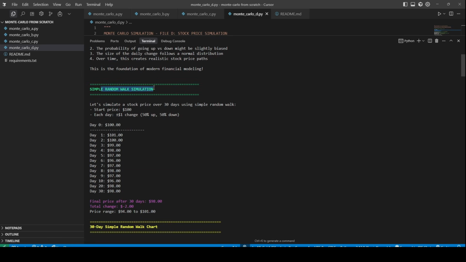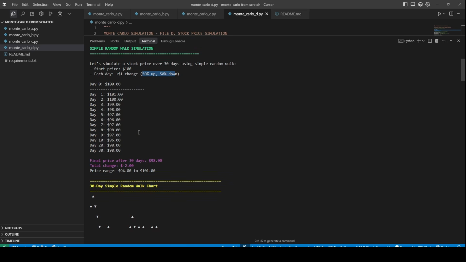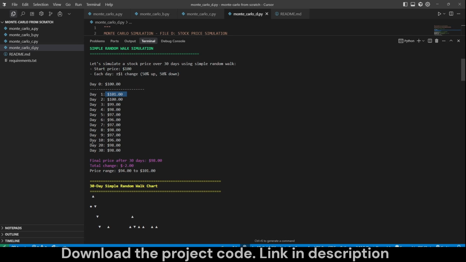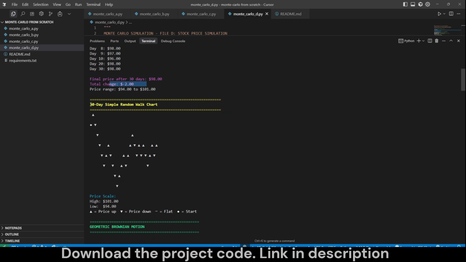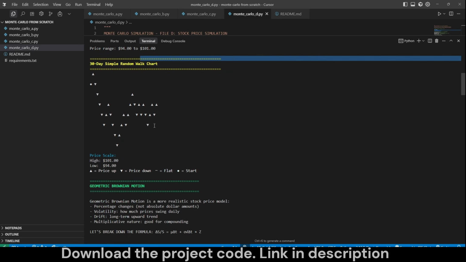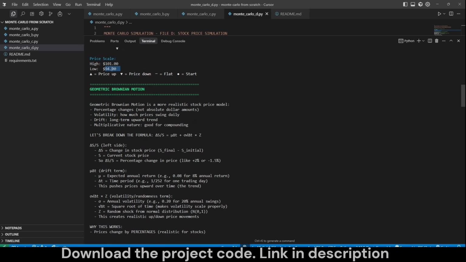But if you just do a completely random walk, meaning you run a stock price simulation for 30 days starting at $100, and each day the price may move $1 up or down, each with a 50-50 chance, then that is a random walk. In day one, it goes up by $1. And at the end of day 30, it ends up at $98, $2 negative. If you do this for 30 days, here's a chart for it. The highs and lows are situated here.